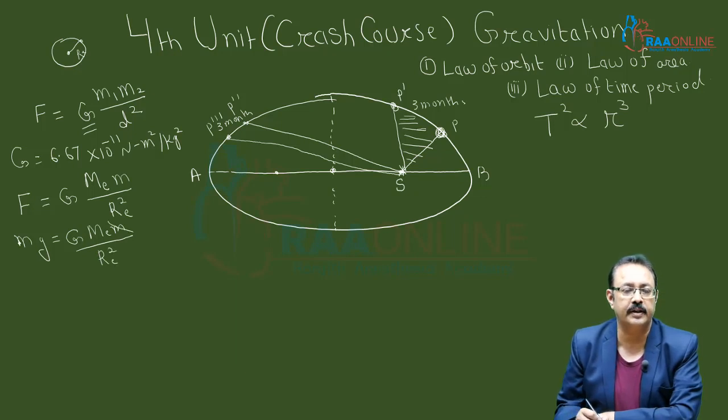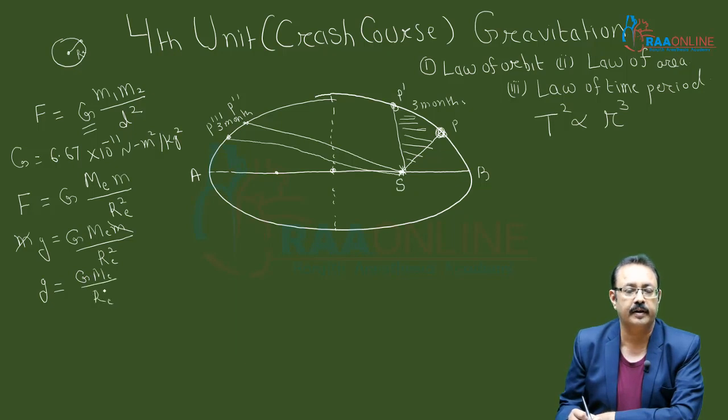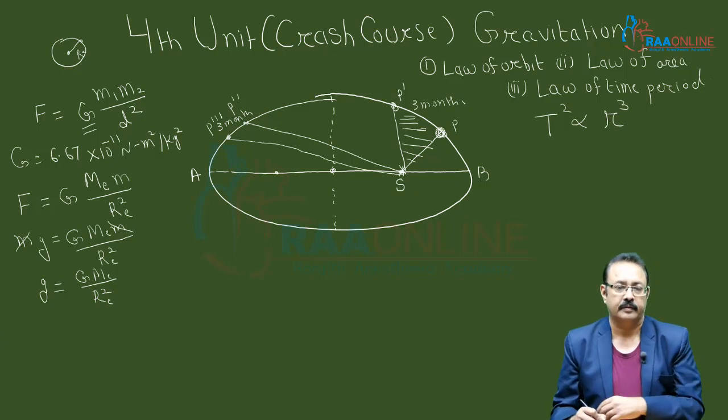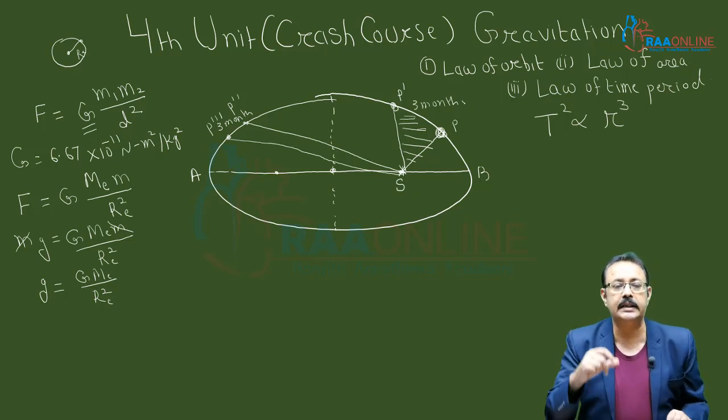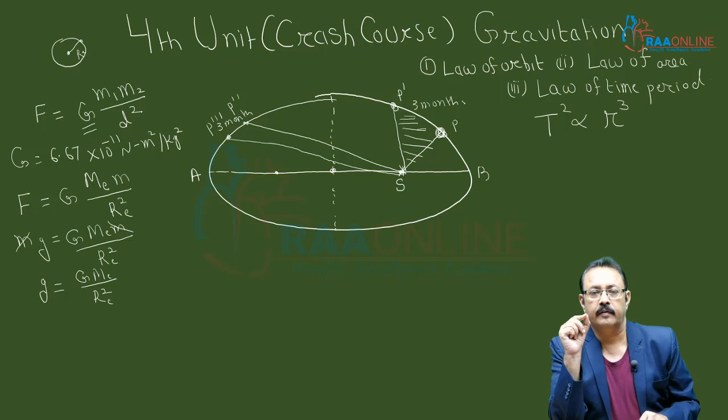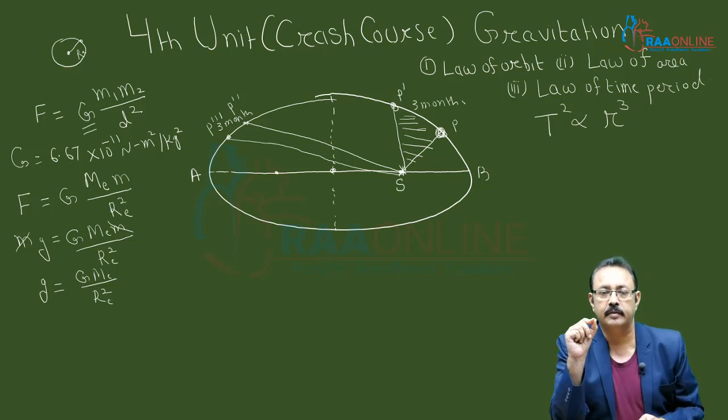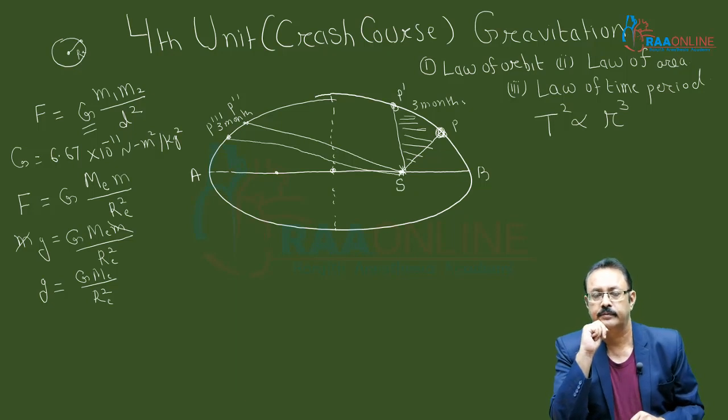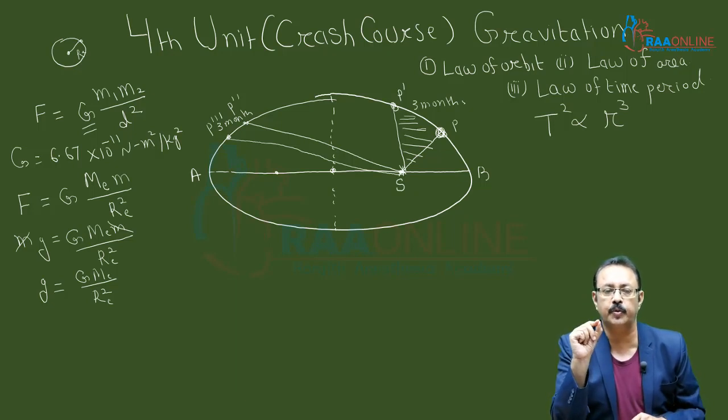Cancel this mass with this mass. What will you get? You will get g is equal to GM_E by R_E square. Getting my point? So in this way, we can calculate the value of acceleration due to gravity.